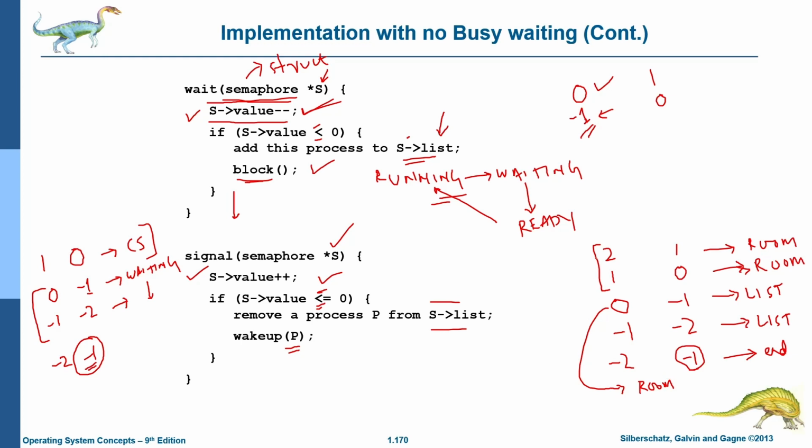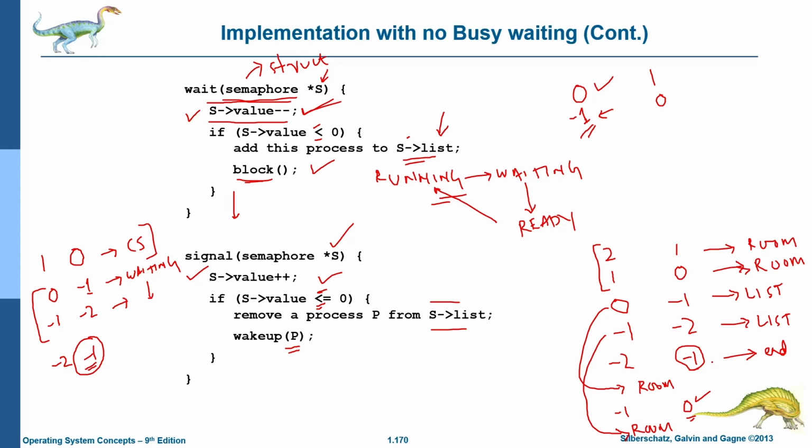When another process comes out, it will take the value from -1 to 0. Since it is less than equal to 0, that means another process is in the list, which is basically this. Now that process will then enter the room. Now there are two processes in the room. The value is 0. But is there anyone in the list now? No, sir.